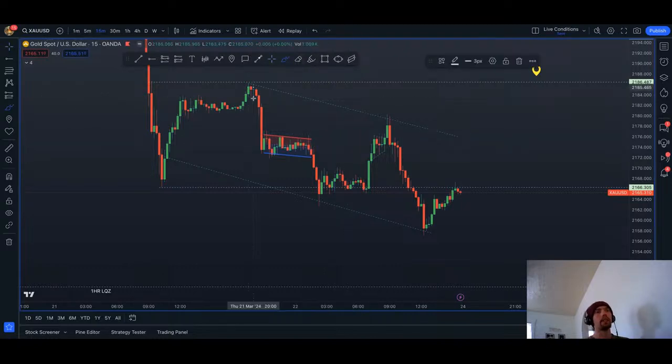So price came down, formed this beautiful flag where you could have taken a reduced risk entry right there to this bottom side for potential more. But instead, we got this pattern right here at the bottom of this structure.